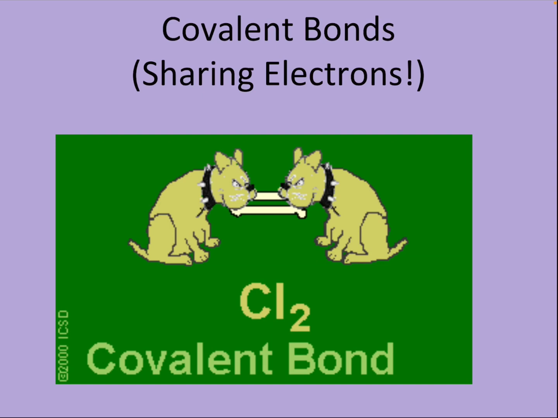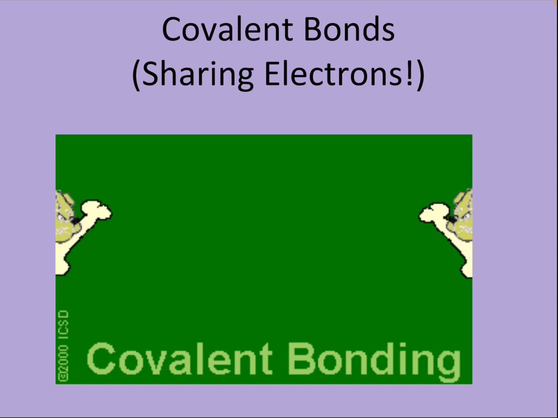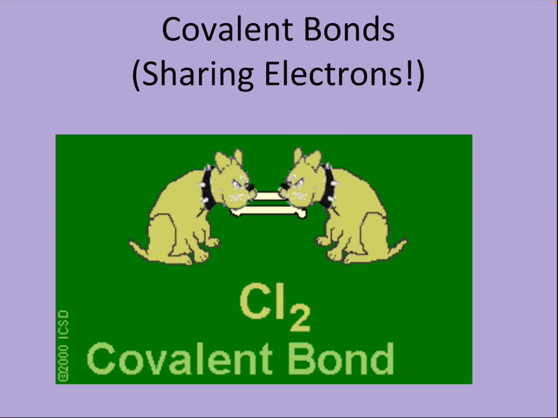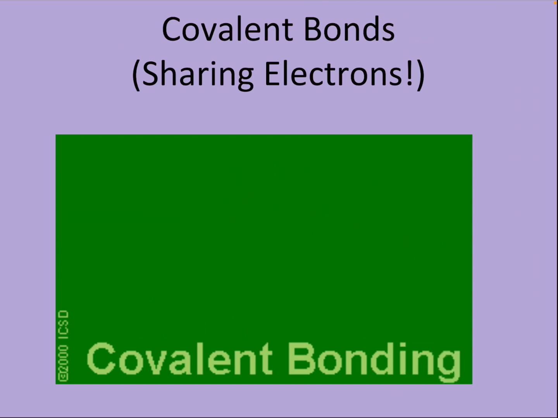If you notice in the picture here, we got two dogs that each have a bone. And after fighting over it, they end up sharing the pair of bones, similar to what's going to happen in covalent bonding.